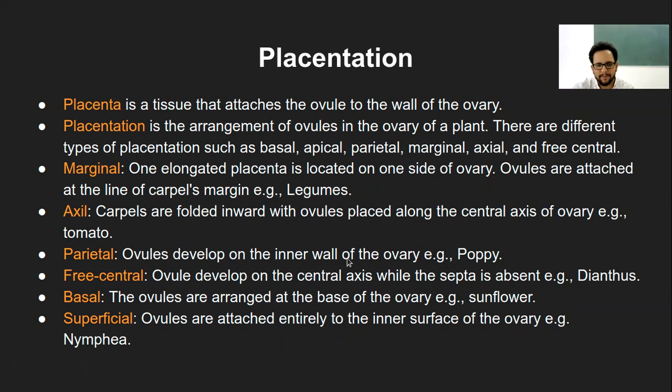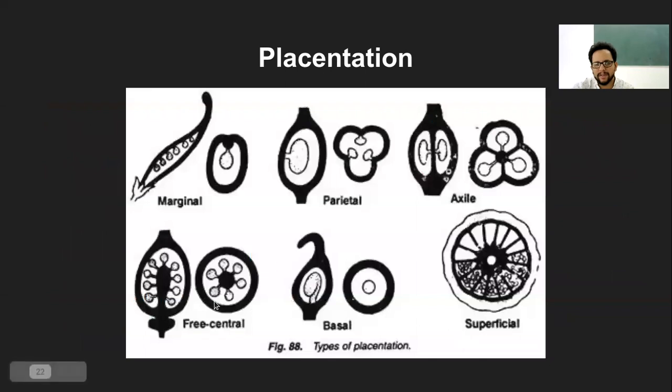For example, free central is here. This means there are no septa, as in there are no compartments. Like here, in this case, you can clearly see the compartments. Even in this case you can see the compartments, which are two. Here there are three compartments. Here there are no such compartments, yet the ovules are all on the central axis, and that is what is called free central.